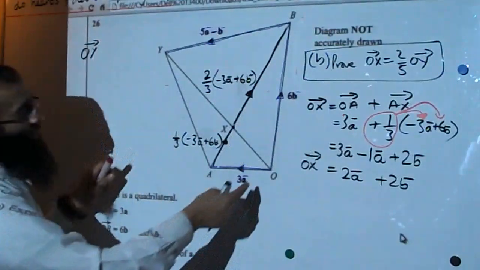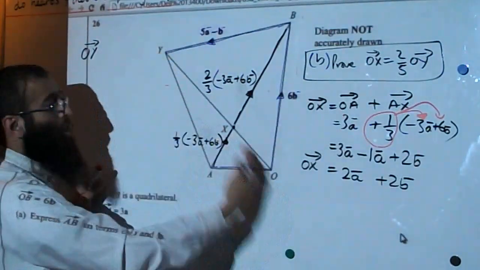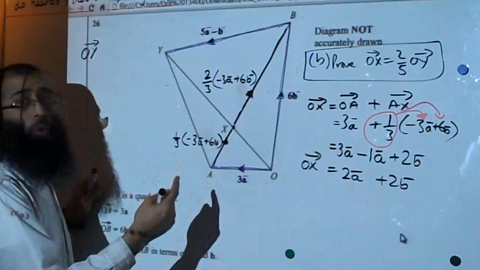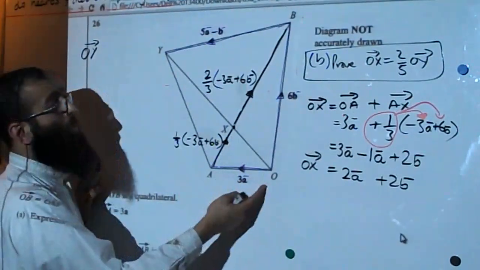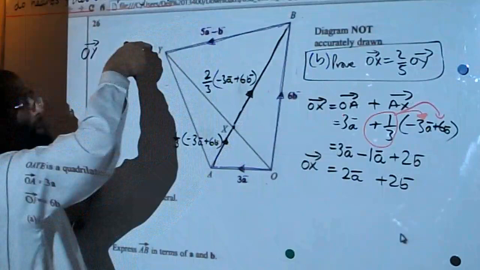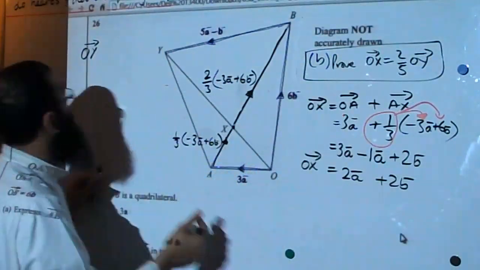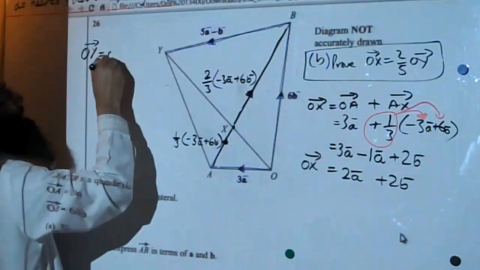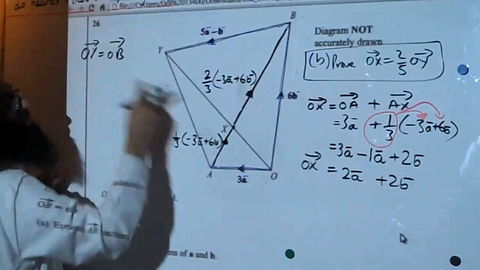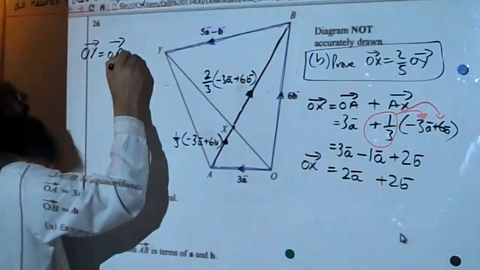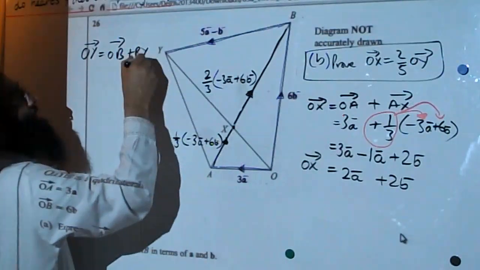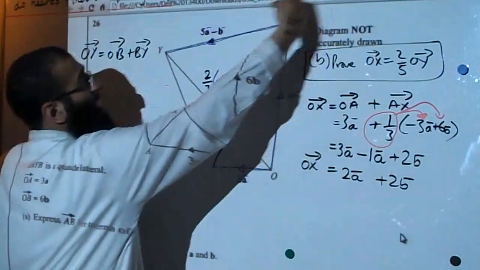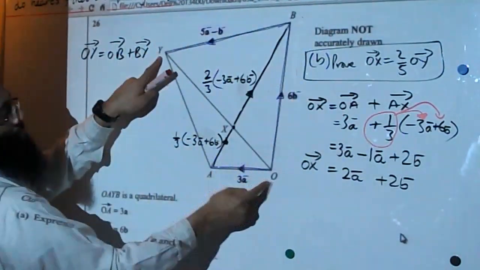As we said before, to get from O to y, we cannot go direct because we have no vector describing it anywhere in the question. But we do know the scenic route, which is going to be from O to B and then B to y. That's one particular route that we could take. So O to y is equal to O to B plus B to y.